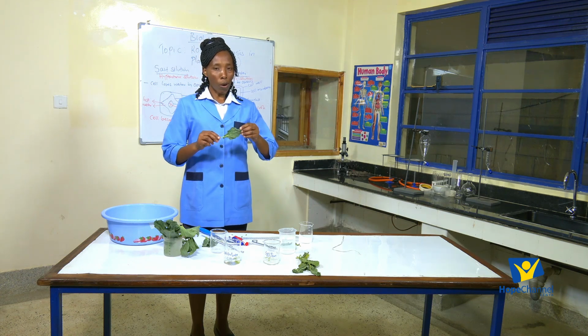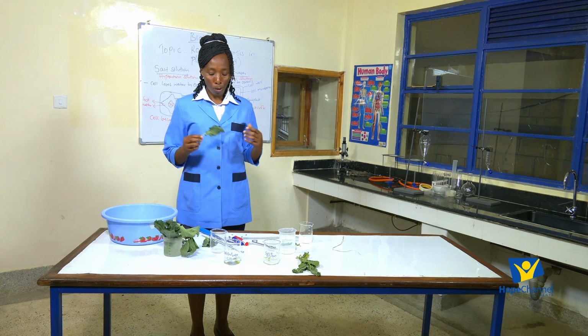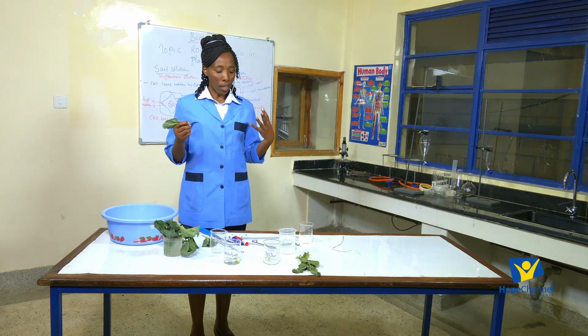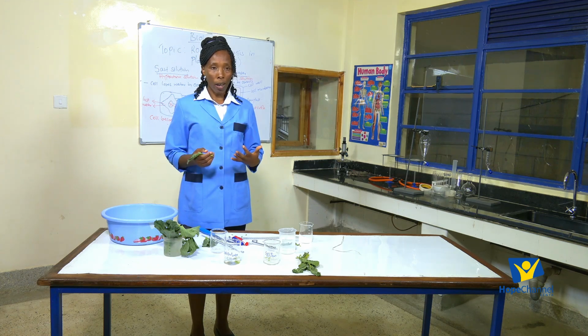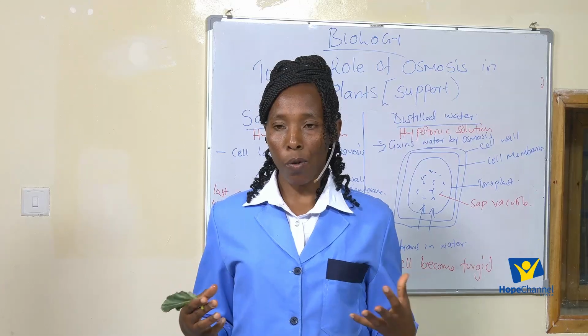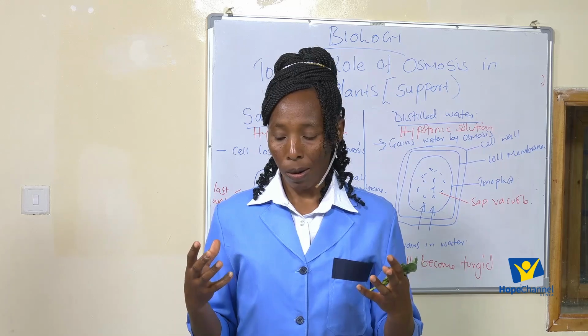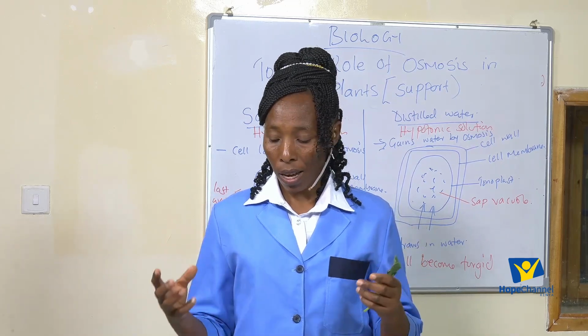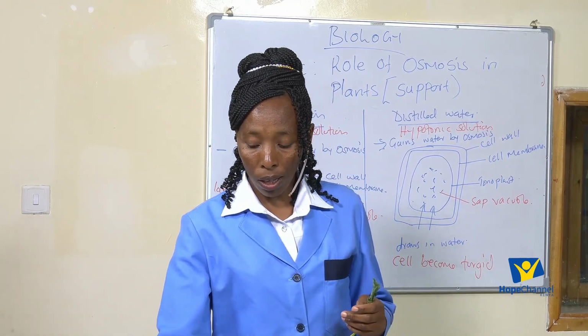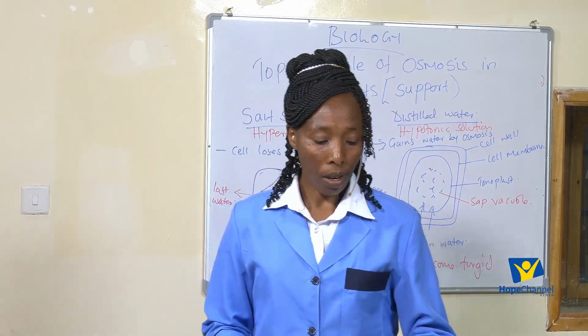My student, I hope you've tried to work with me and understand why most of the vegetables remain upright, the leaves are upright, the leaves are turgid when they are placed in water rather than when they are placed in the open.